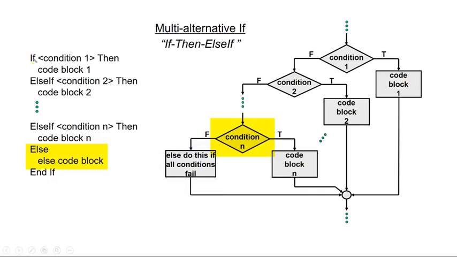So the way it looks in VBA, we have the if-then. If that's true, then the thing that makes this different from the previous two if-then statements, the one-way and the two-way if-then statements, is the presence of this else-if. So this else-if condition here corresponds to this second condition, and so on.